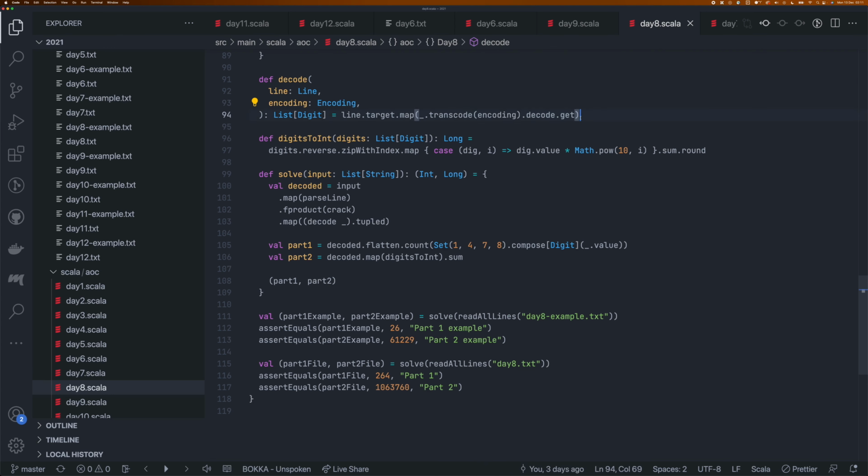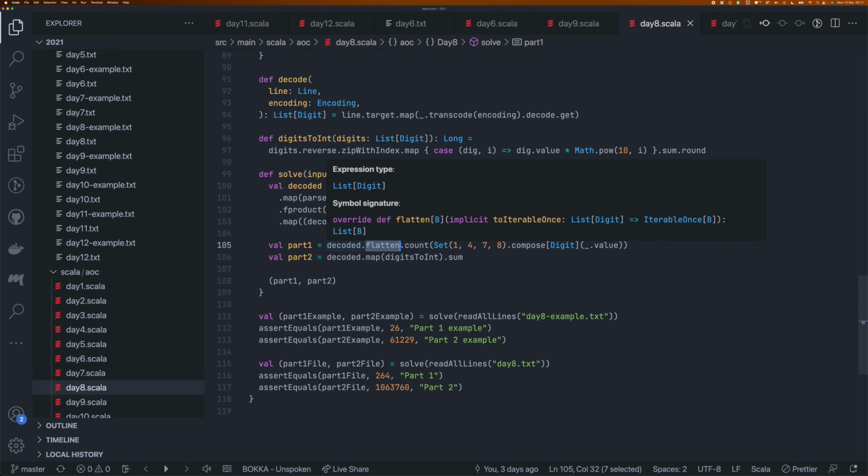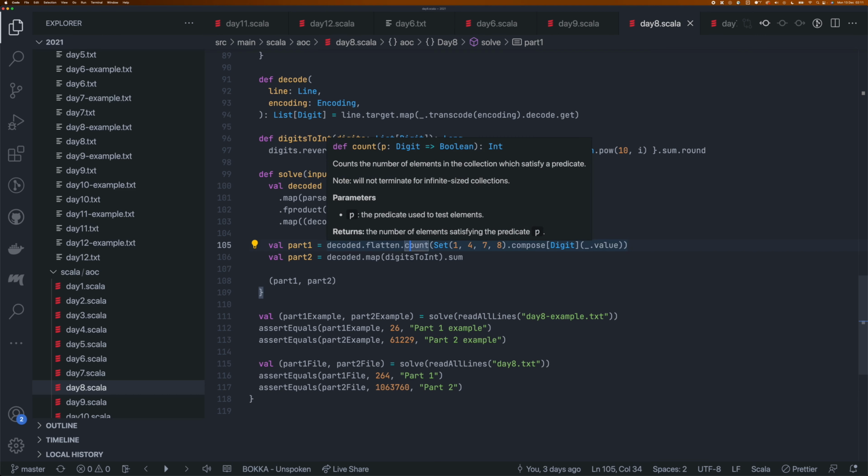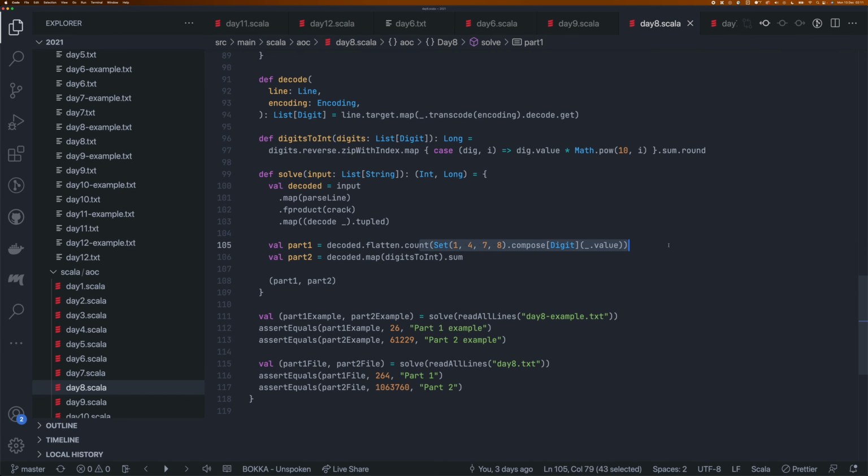This would give me a list of digits, every nested list being the digits on the right-hand side of a vertical line in a single line. But that was actually part 2, summing all the numbers here. So for part 1, we would actually flatten all these lists into a single long list of the digits, and we would count how many of these digits were actually 1s, 4s, 7s, or 8s. And we would just print that. That was my result for part 1.